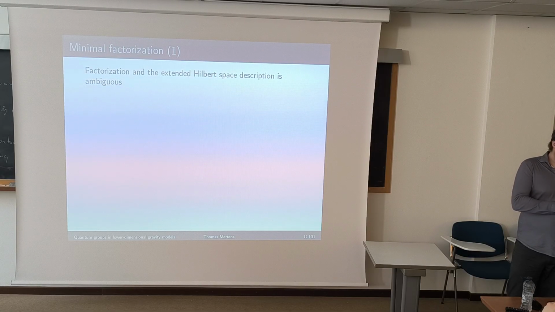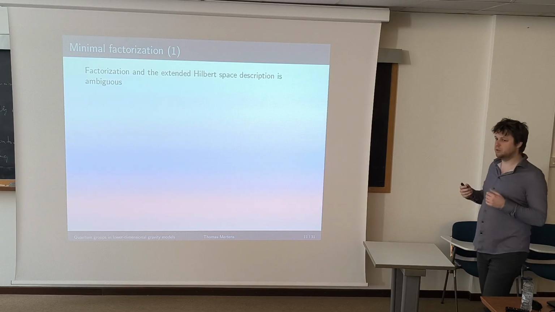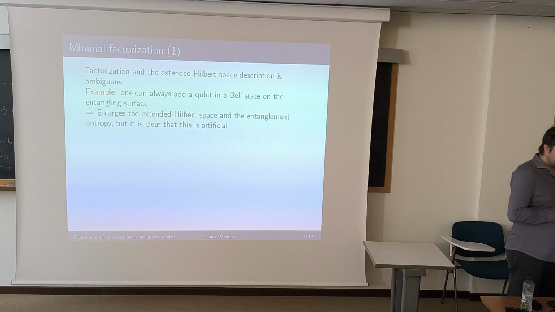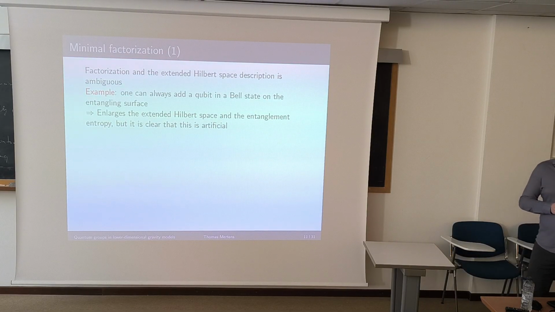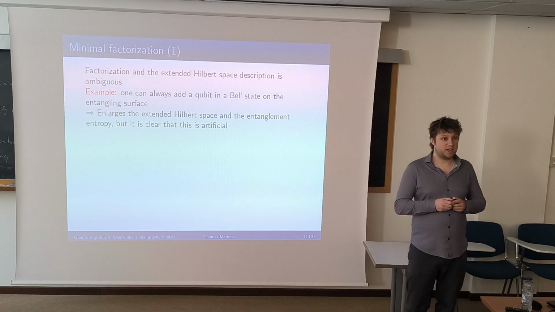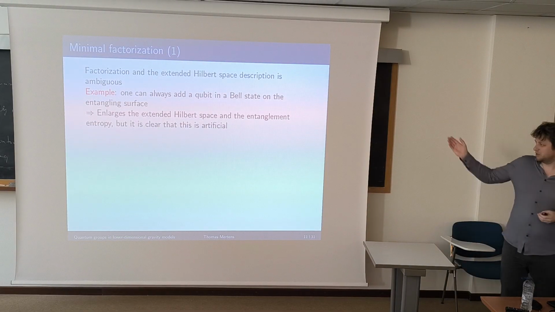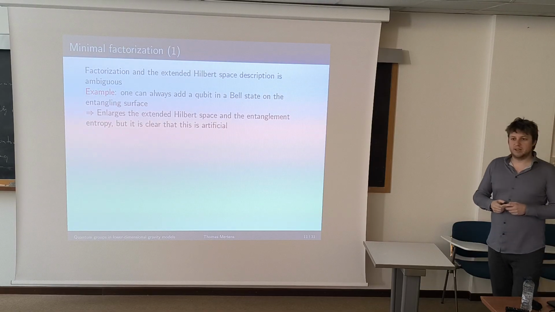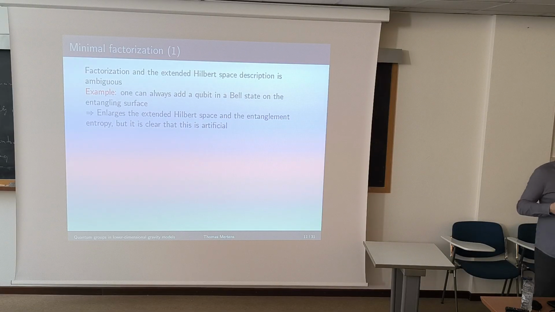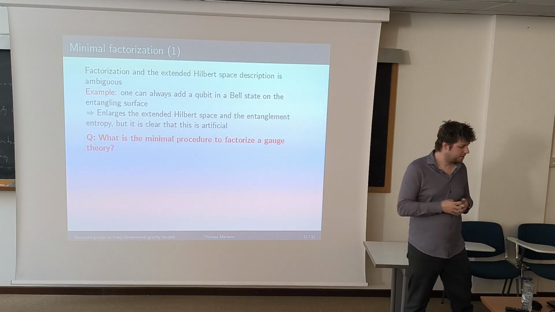Now the discussion that I want to start here is that this factorization and extended Hilbert space description, so this introduction of local charges, is inherently ambiguous. So as a silly example, you can always just add a qubit in an entangled Bell state on the entangling surface. This enlarges the extended Hilbert space because I have by hand introduced an extra degree of freedom at the entangling surface, and it also enlarges the entanglement entropy because these qubits are in an entangled state. It's clear, of course, that this is artificial, right? Because I've just added this by hand. But there is this ambiguity when extending your Hilbert space. How much should you extend your Hilbert space?